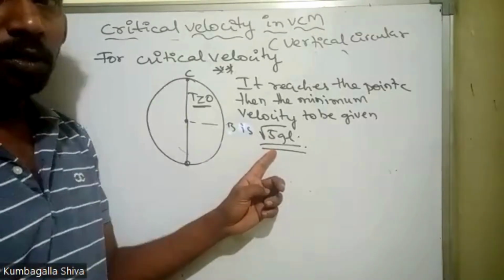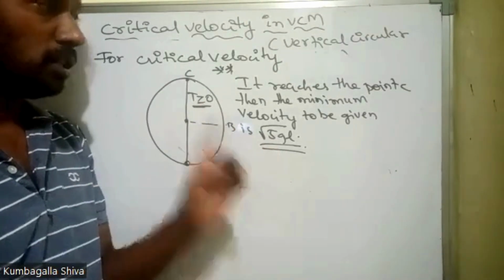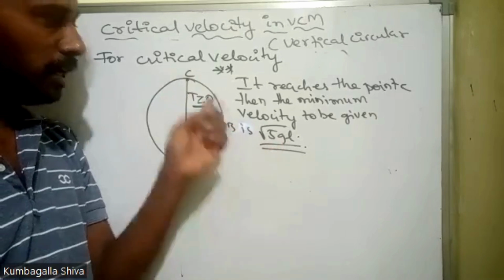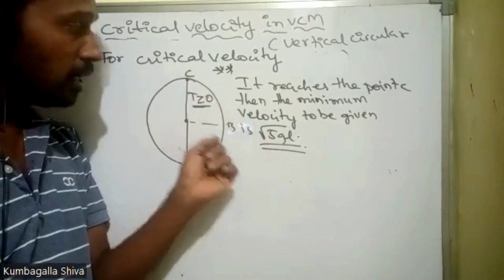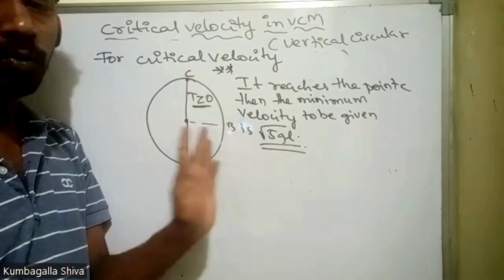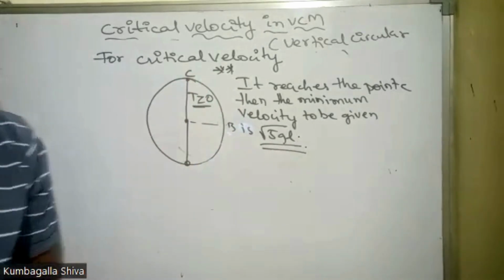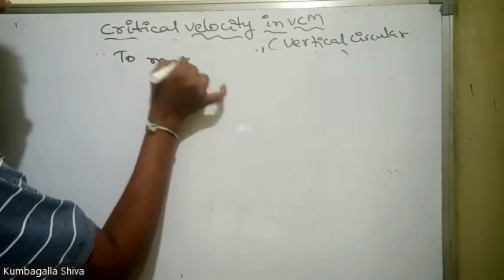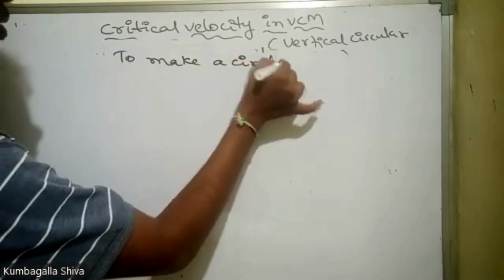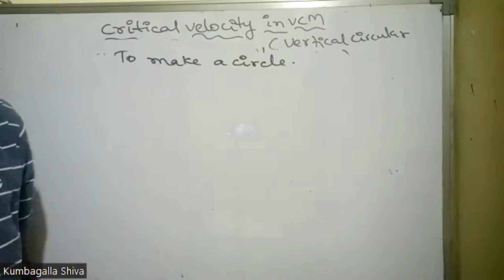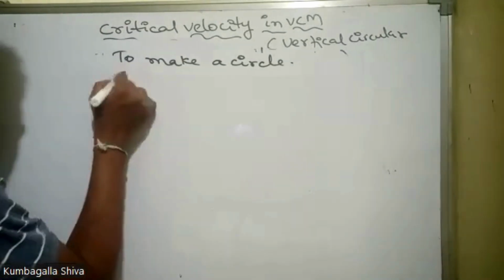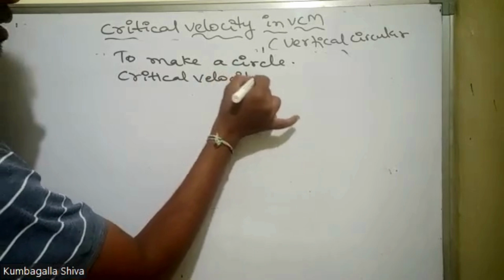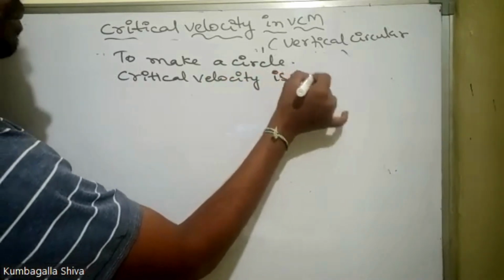But make a note so that you have a basic idea of the velocity to be given to reach the C position, that is root 5gL. At least to reach the C position, it should be around root 5gL. We'll discuss this. To make a circle, the critical velocity should be minimum.